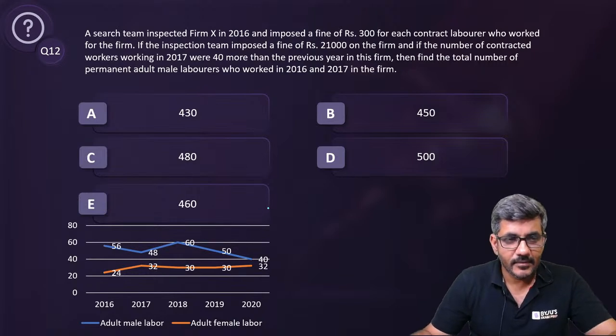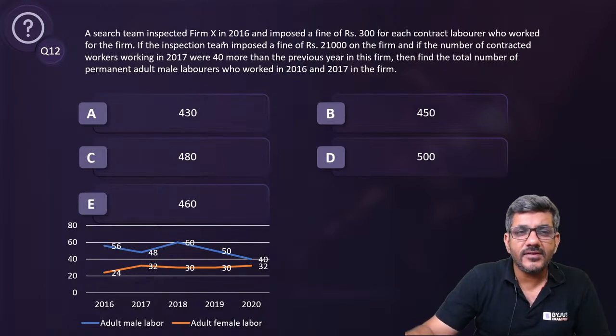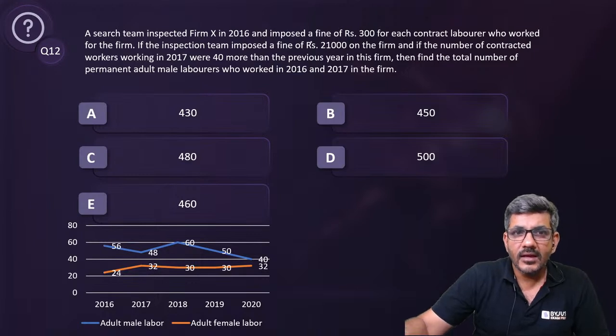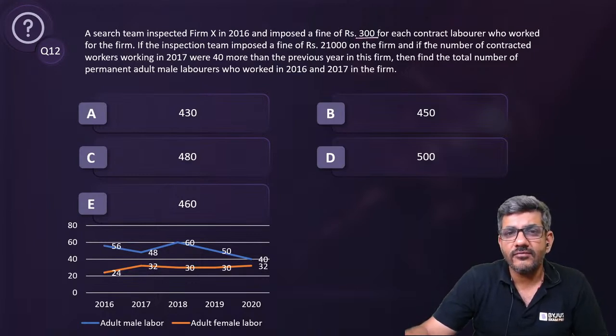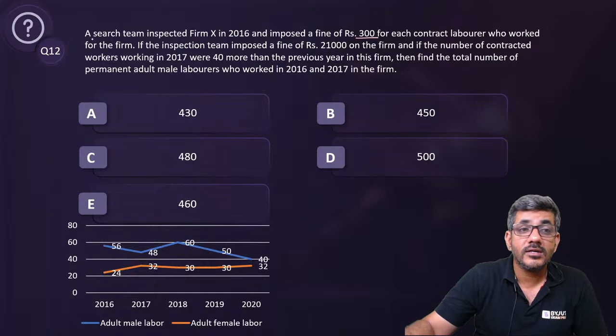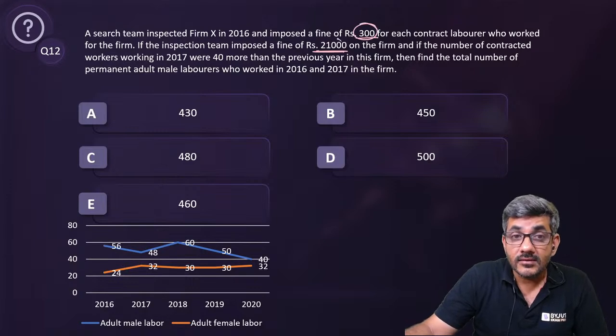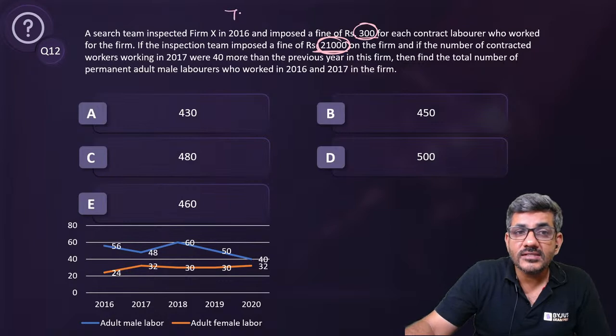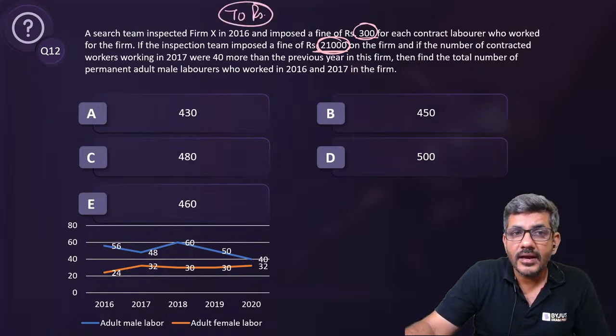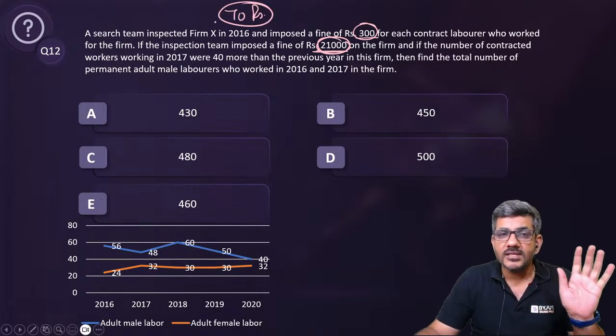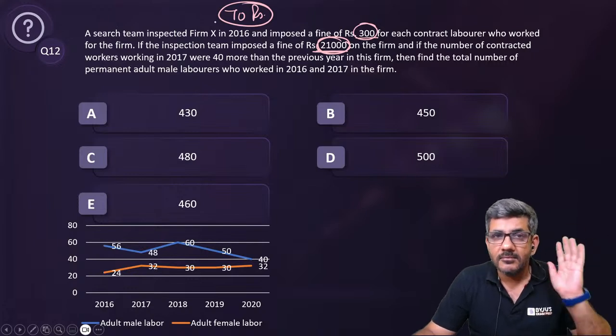चलिए करते हैं. It says a search team inspected firm X in 2016 and imposed a fine of rupees 300 for each contract laborer who worked for the firm. The inspection team imposed a fine of 21,000 on the firm. 300 per person, 21,000 they collected. What does that mean? Can I say they charge 70 rupees per person? Right? 70 rupees per person they must have charged. Only then it would have become 21,000.